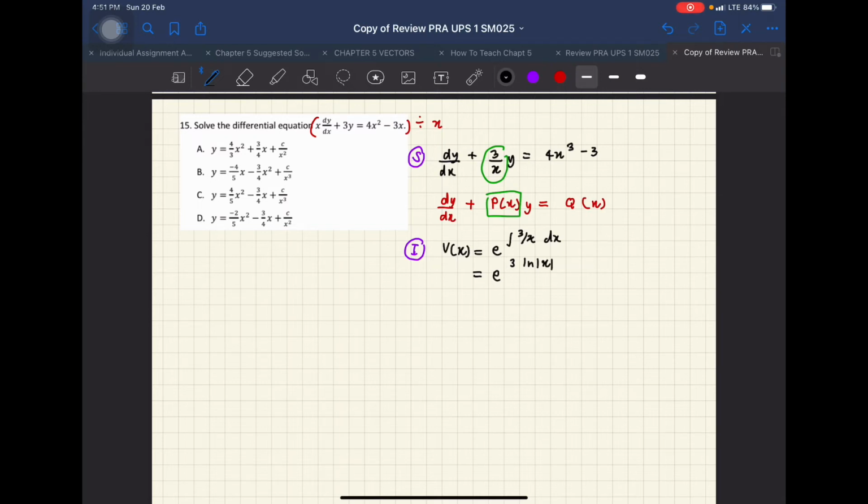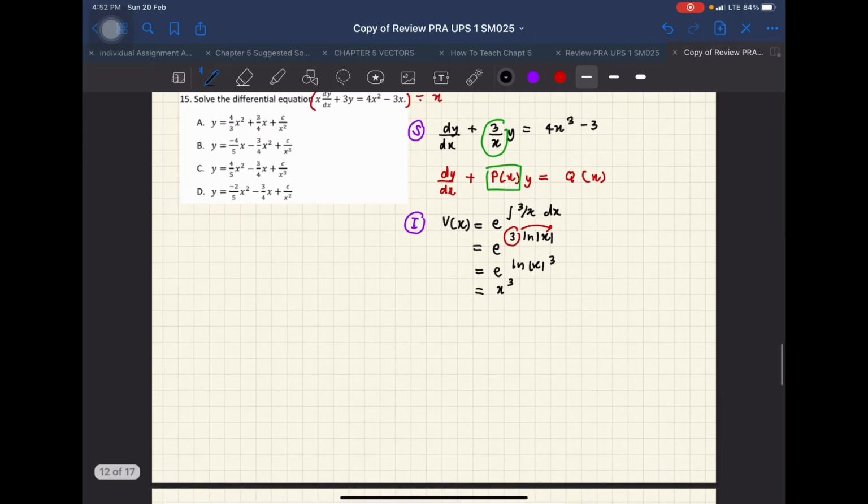Okay, so we can simplify this one. You can bring 3 up here. So you get e to the power of 3 ln x. So e meets ln, they will be gone, they will disappear. Okay, so you get x cube. This is your integrating factor. Okay, so settle part I.